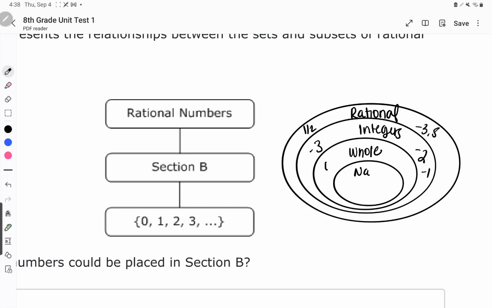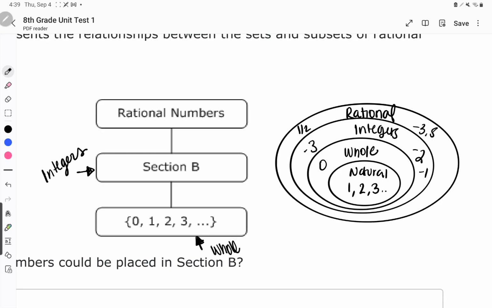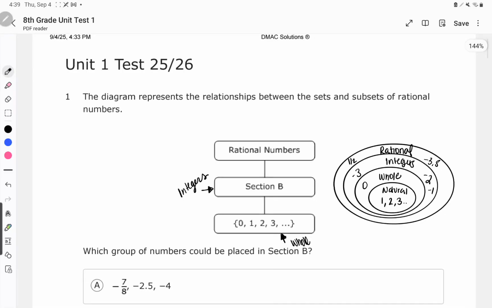Whole numbers is just 0. But when natural numbers aren't on there, then it's the 0, 1, 2, 3. So this diagram right here, because natural numbers is not included, this right here is whole numbers. And then in your natural numbers is 1, 2, and 3, and so on and so forth, like that. Okay. So this right here is section B, which is integers. And we just said that integers are your negative numbers with no fractions or decimals.